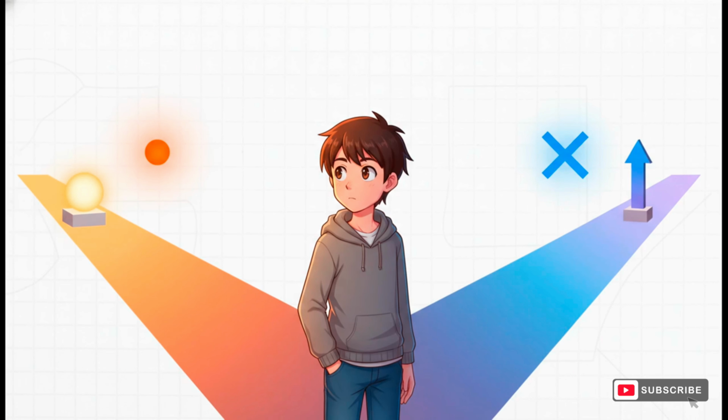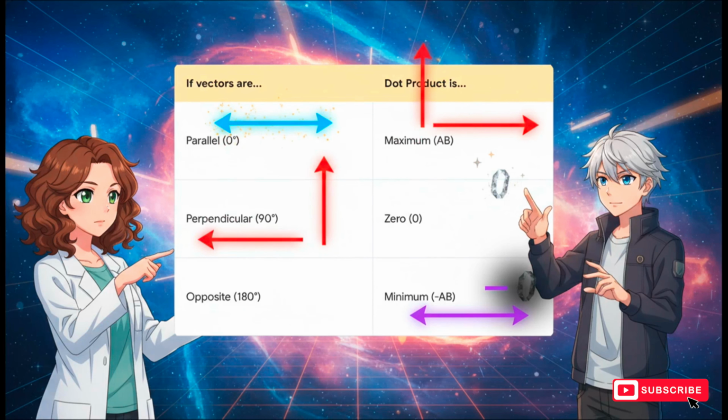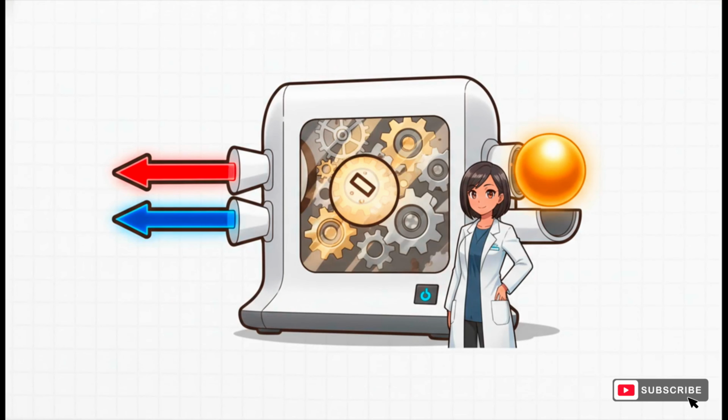Okay, now let's talk multiplication. And with vectors, there are 2 totally different ways to do it. First up is the dot product. Think of it as just a measure of how much 2 vectors align. Look at how the angle changes everything. If they're parallel, it's maximum. Perpendicular, it's 0. And here's the most important part. The result is always just a number, a scalar, not a new vector.